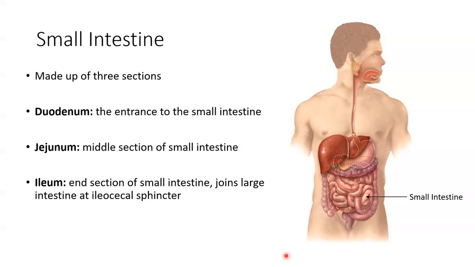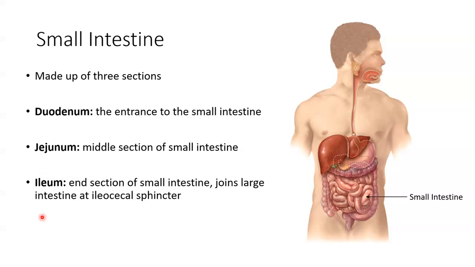Now, I want to point out here that we will not ask you to distinguish between the 3 regions of the small intestine. If you look at an image like this, or if you look at a cadaver, to the naked eye you cannot tell the difference between those 3 regions. I simply want you to know the order that they occur in.